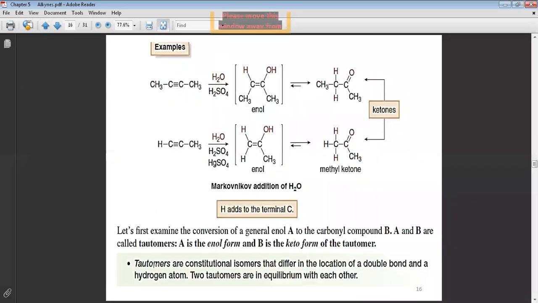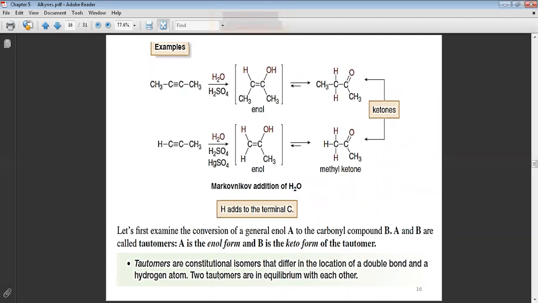But he said here the tautomers are constitutional isomers. Look, isomers. This enol and this ketone are isomers that differ in the location of the double bond and the hydrogen atom. What is the difference between this and this? Just the location of the double bond. Double bond here, double bond here. The proton here is on the carbon, in the second it is on the oxygen. Okay, that means these are isomers.